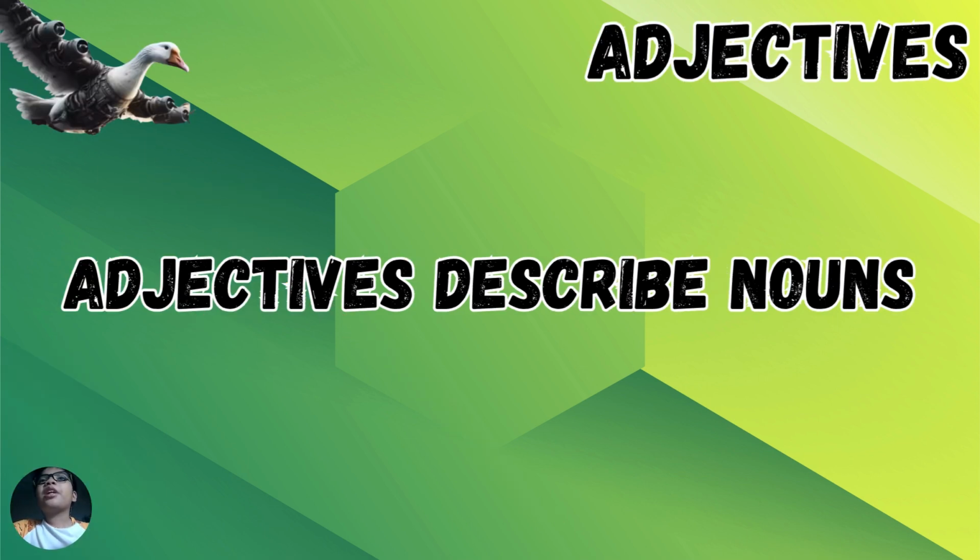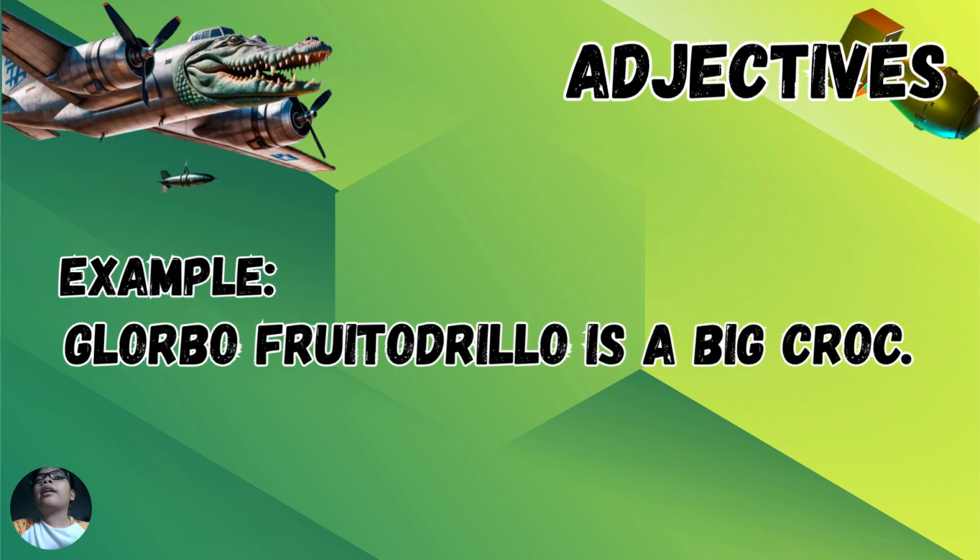Adjectives. Adjectives describe nouns. Example: Glorbo fruto drillo is a big rock. The adjective is big.